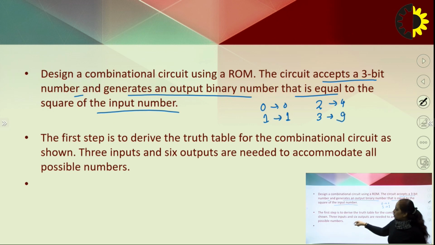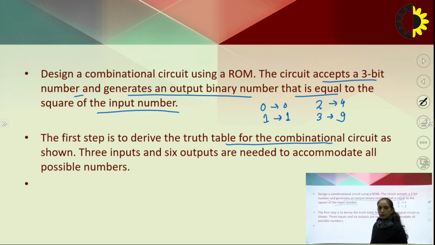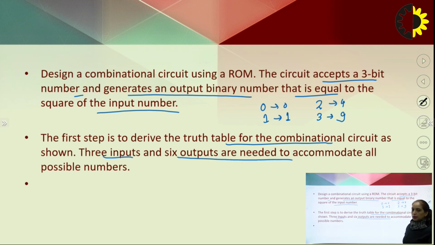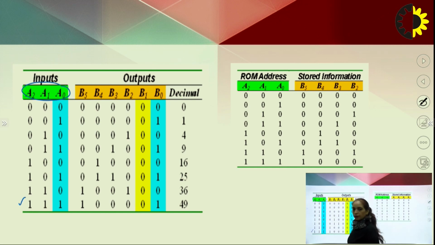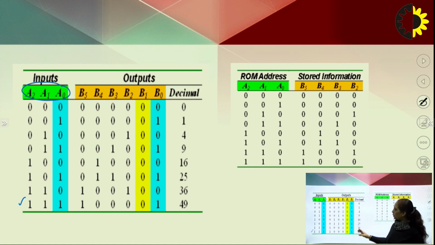9, right? So the first step is to derive the truth table for the combinational circuit of the given statement, understand the given statement, and find out what we need to plot, right? Then 3 inputs are given and 6 outputs are needed. How 6 outputs are needed, that we are going to see. So with the help of 3 inputs, we are going to have 8 possible combinations.